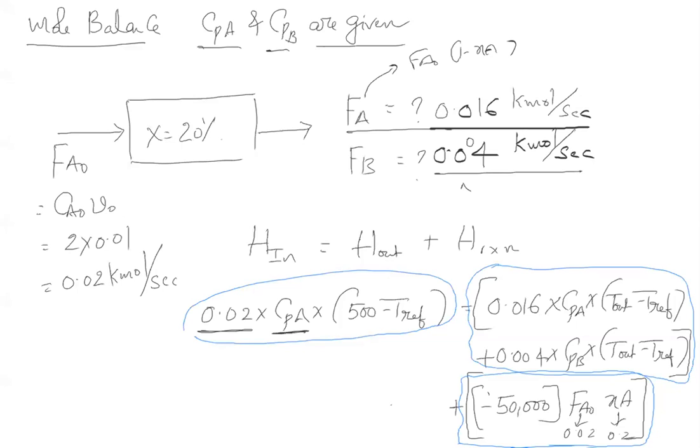Substitute all the values and get T out. This is how you should solve when Cp is based on moles. This is a slightly tough problem. Here Cp is based on moles.